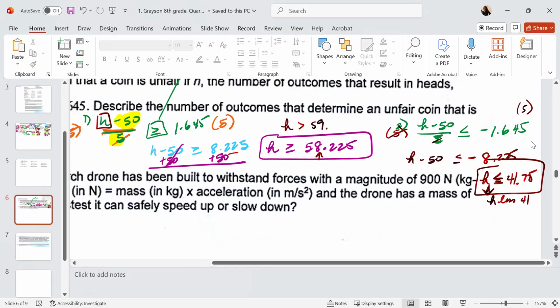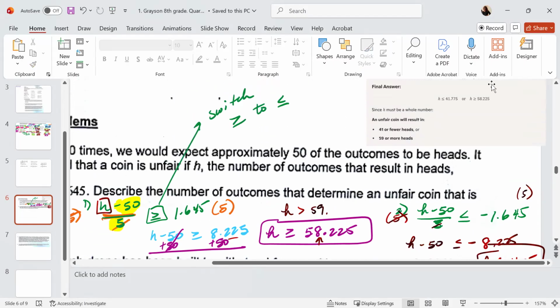Your finalized answer of what you can write is right here. Since H must be a whole number, an unfair coin toss would result in 41 or fewer heads or 59 or more heads. That makes sense? You can write that down. Just write that down.